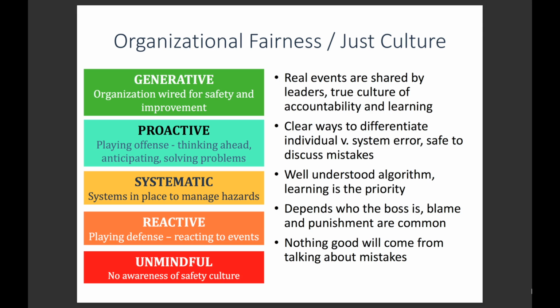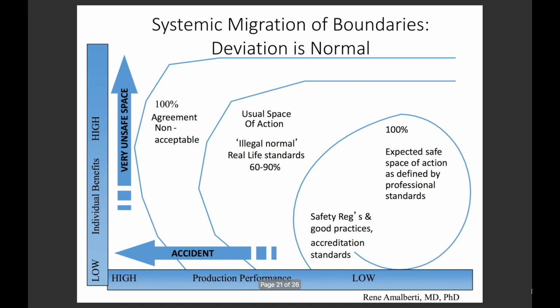And a generative culture is an organization that's wired for safety and improvement. Real events are shared by leaders. There's a true culture of accountability and learning. That's where we want to go, where there's transparency, openness, and understanding. So the idea of deviation and the normalization of deviance is true in any system.